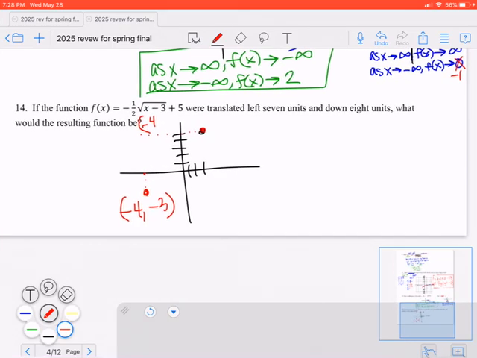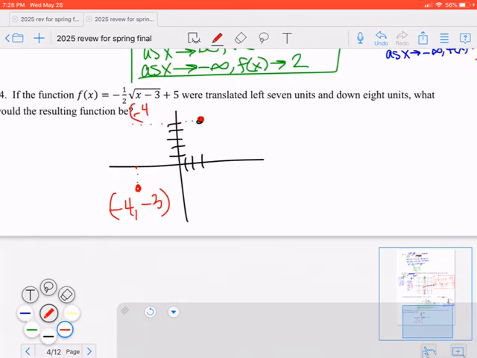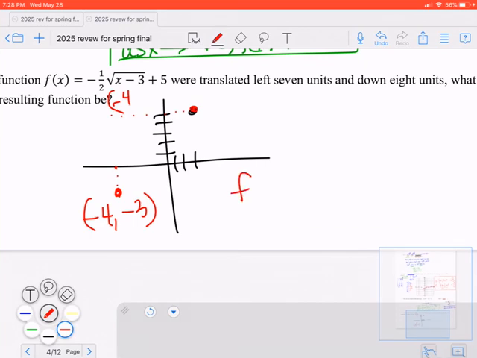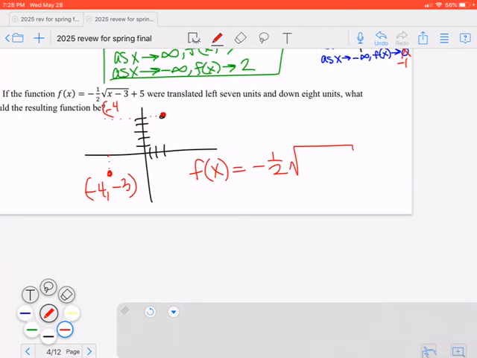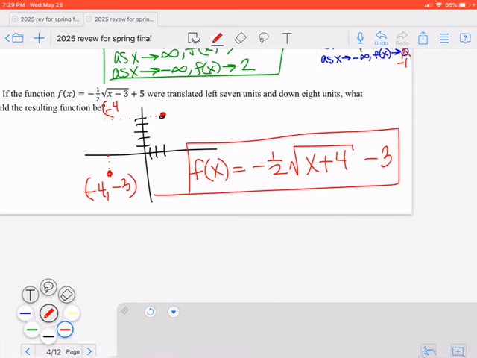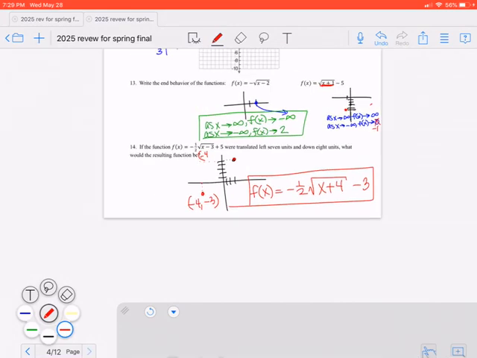If this function were translated, what would the resulting function be? So we got to say its new equation. So it would still say -1/2 times, and now, so our new x value is -4, so that'd be x plus 4, and our new y value would be a -3. And that is what I got when I did work these out already, so we're good.